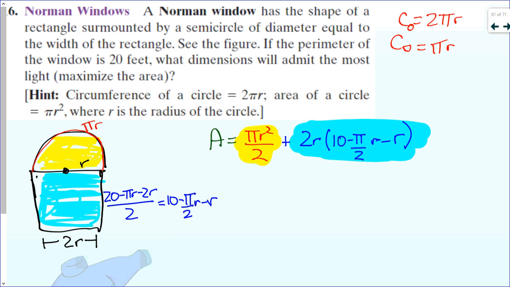Okay, so now we want to maximize this area. So we do need to get it into some usable form where we can spot the vertex. So it's going to be pi r squared over 2 plus 20r minus pi r squared minus 2r squared. Questions on that distribution?